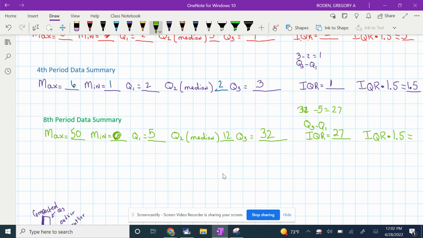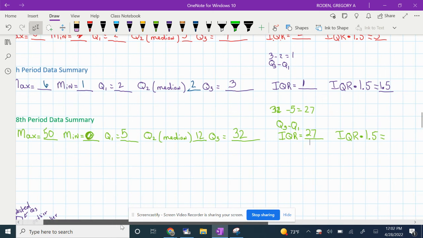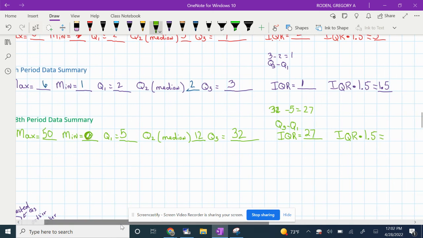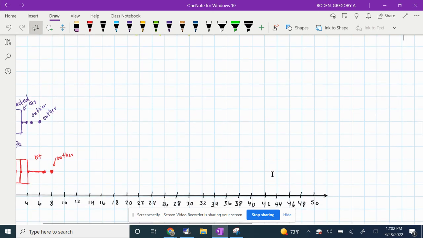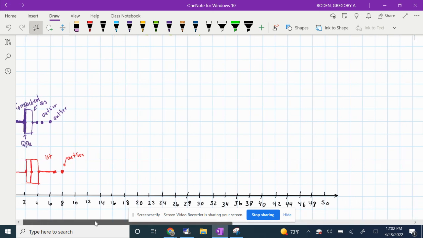And for the sake of time, I'm just going to use a calculator. I'm going to take 1.5 times my IQR, which in this case is 27, and that gives me 40.5. So my IQR times 1.5 is 40.5. And that will tell me about my outliers. That always is an outlier check. All right, so let's go down and take a look at this number line really quick here.